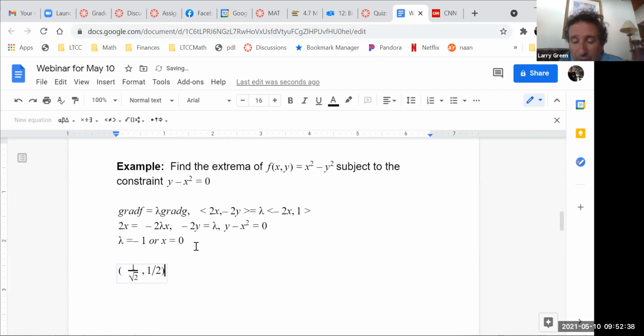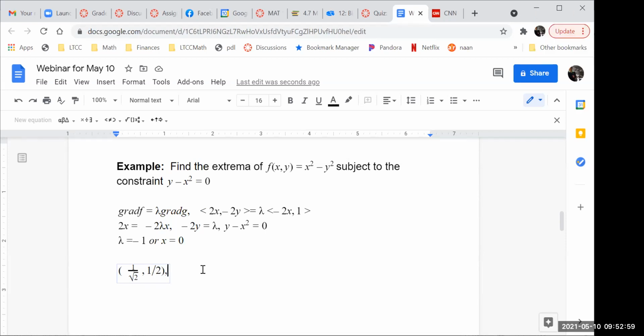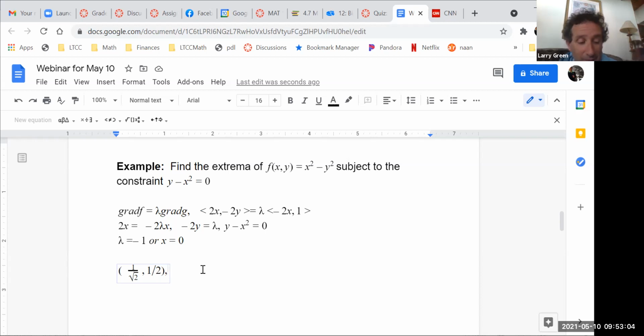Is that the only possibility for x? If lambda is 1, so if y is 1/2? Yeah, it could be negative, plus or minus. When you take a square root of both sides, you get the plus or minus. And don't forget the plus or minus. So it could also be negative 1/√2, comma 1/2.